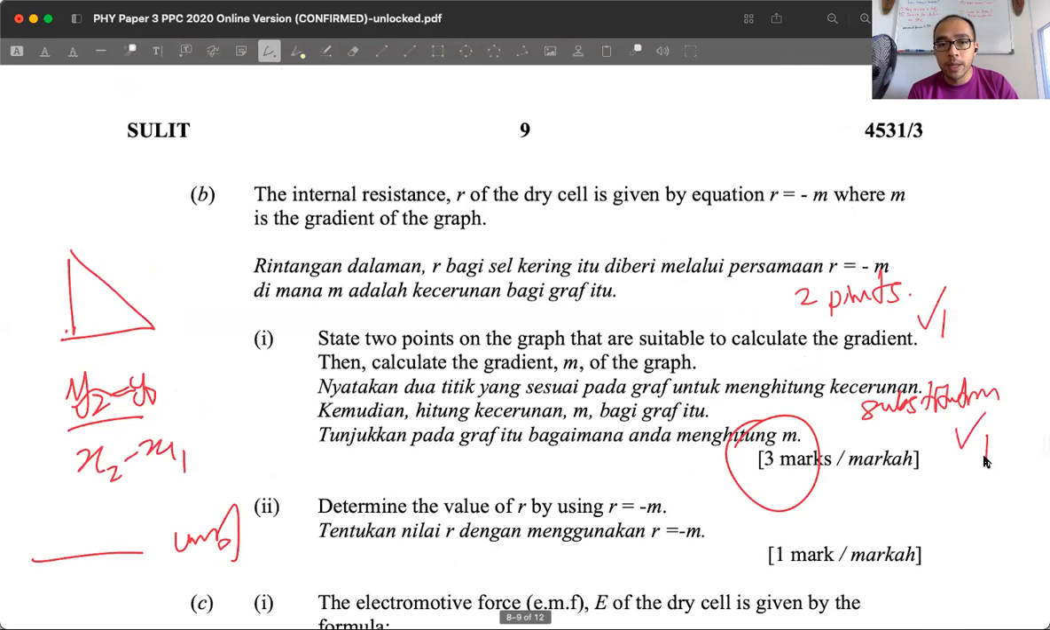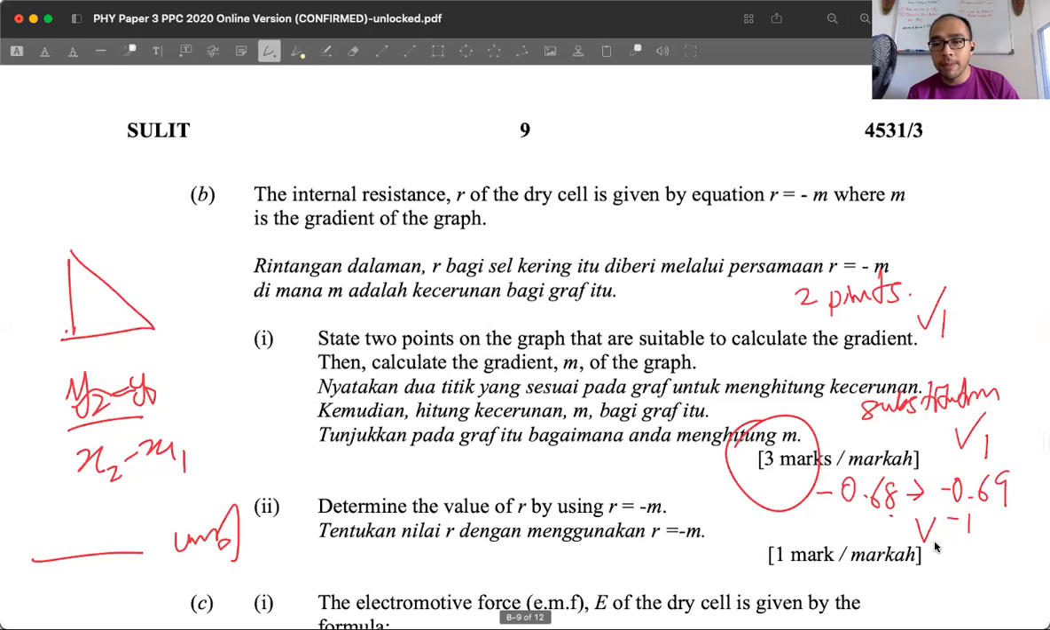Then the final answer is between negative 0.68 to negative 0.69 only, which I accept. With the correct unit, of course. And the unit is V minus 1.